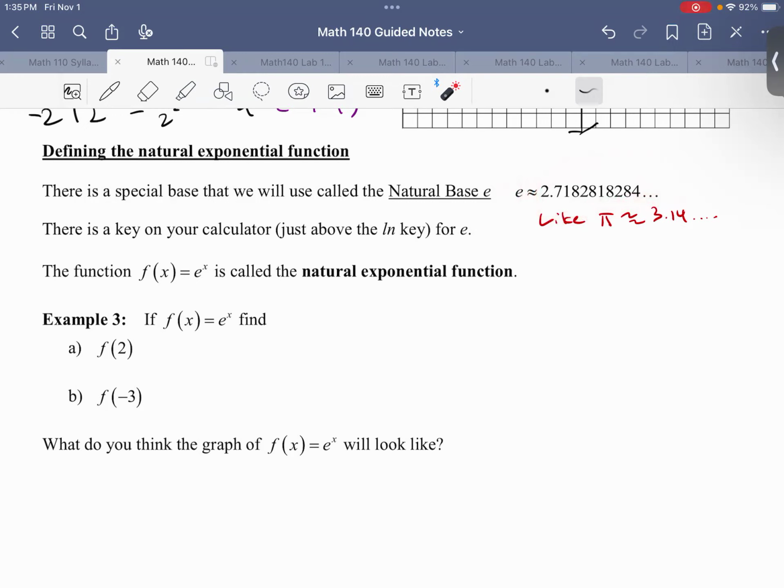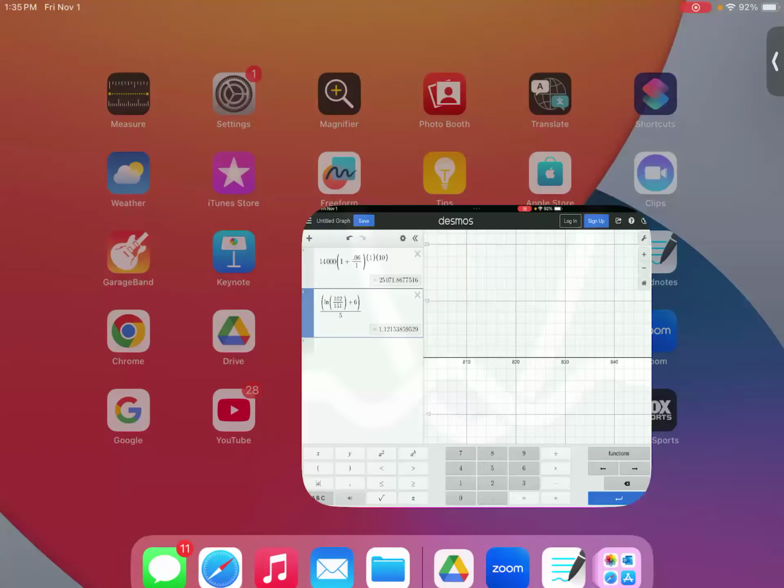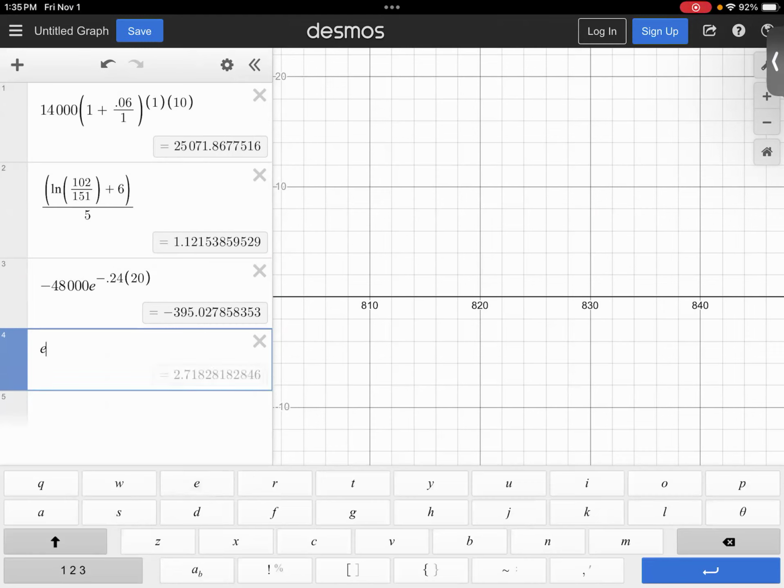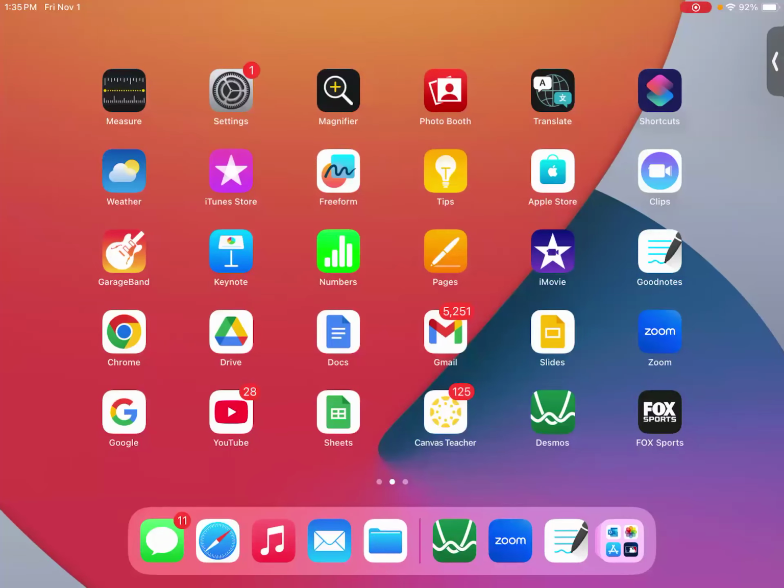So there's a key on our calculator just above the natural log key for e. There's also a Desmos option. Let me go to that really quickly. So here is Desmos, and the way to find e, you just have to go to this ABC option right here in the bottom left corner. Click that and then click e, and you can see that numerical value right there, 2.718 dot dot dot. So that's how you would find e in Desmos. If you're using a graphing calculator, you can see the e option near the directions.